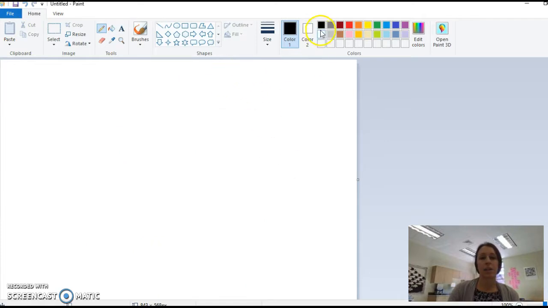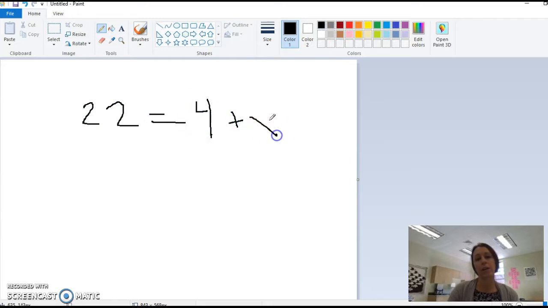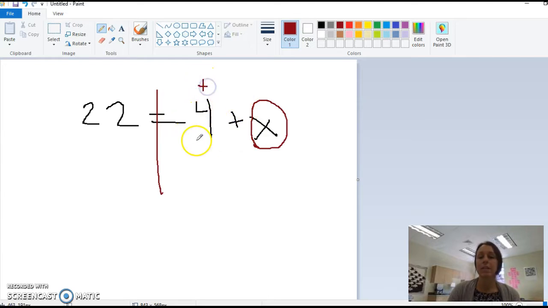Next one. Now this one's a little bit different. And the reason why is because x is on the other side of the equal sign. So 22 equals 4 plus x. If you'd like, draw your line down. So now x is over here. So if we want to get it by itself, we need to get rid of this 4 plus. We're going to look in front of the 4 and see that there's nothing there, which means the 4 is a positive. In order to get rid of a positive, we need a negative 4. So we're going to minus 4 from both sides.